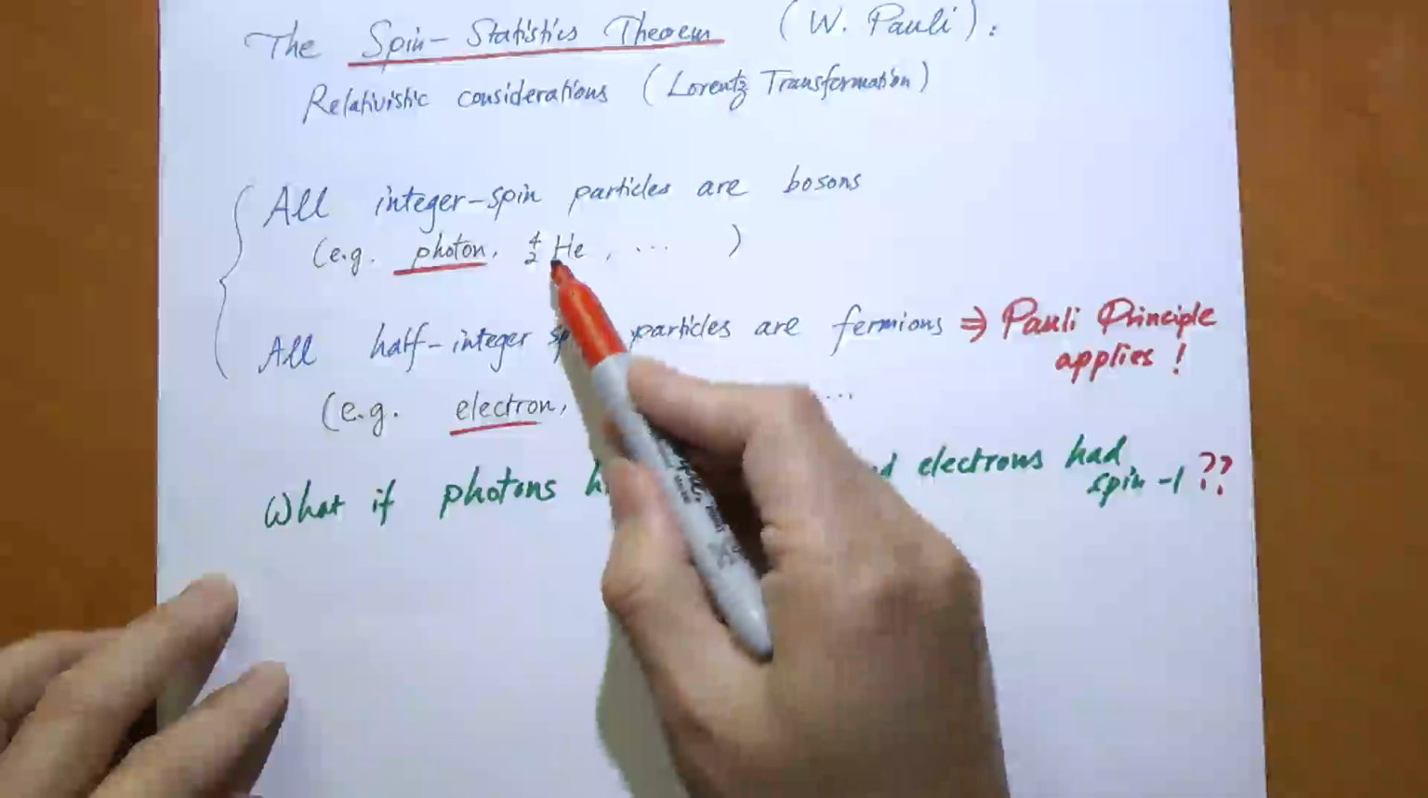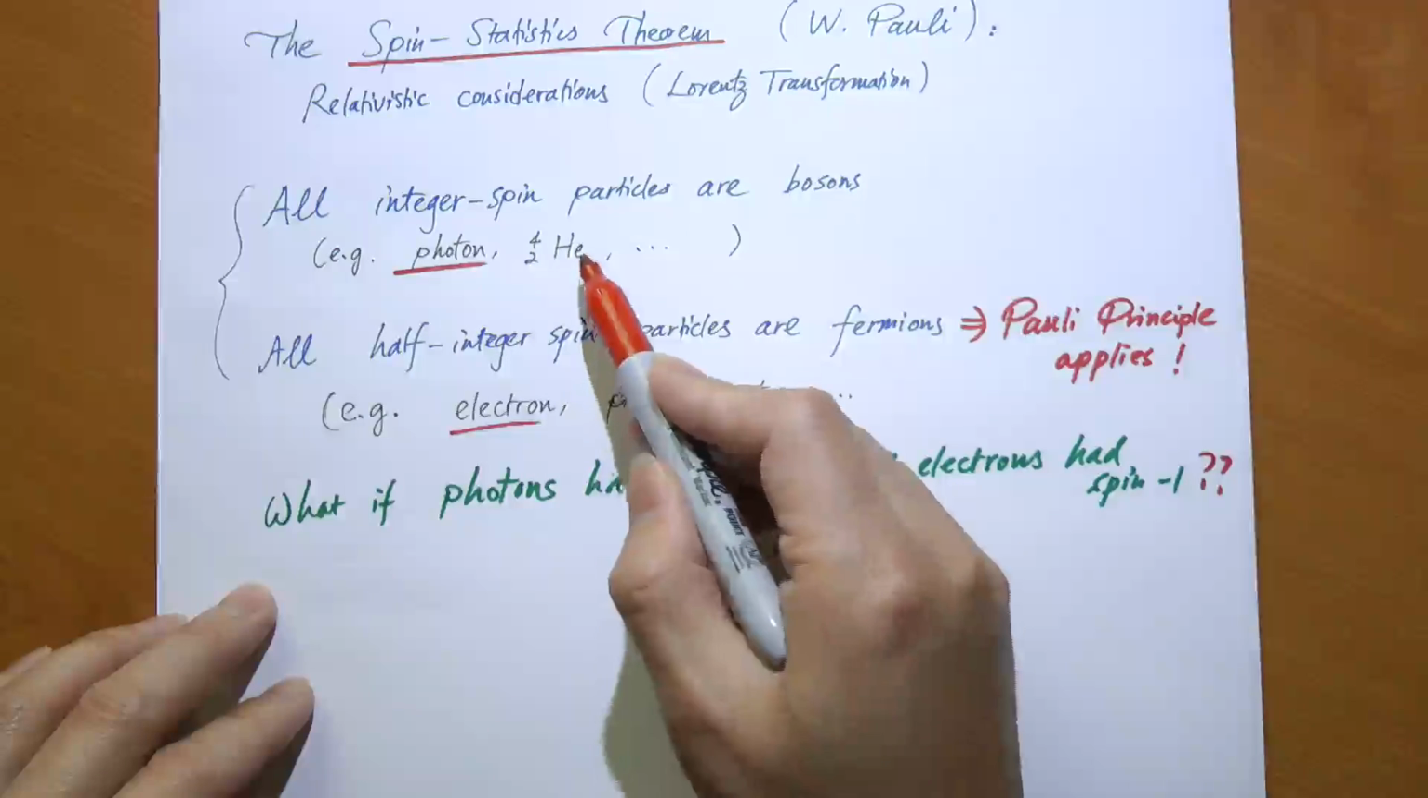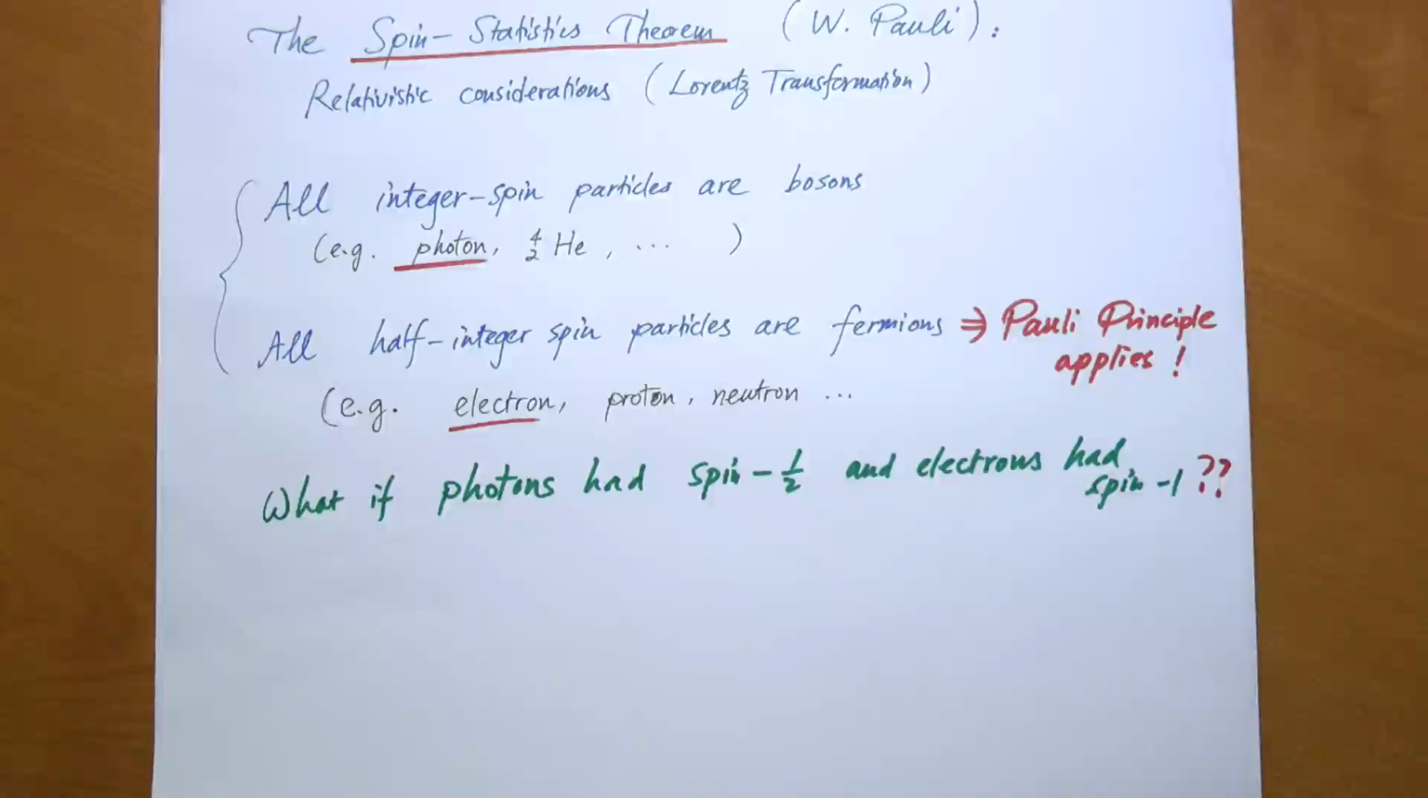So helium-4 is a boson, but helium-3, the rare isotope of helium, is a fermion because you have 2 paired fermions. These are the 2 protons, and they form a boson. But you have an unpaired neutron, which is a half-spin particle, so that alone can make it a fermion. So helium-3 and helium-4, one of them is a boson, the other is a fermion. They actually behave very differently, as we'll see later.